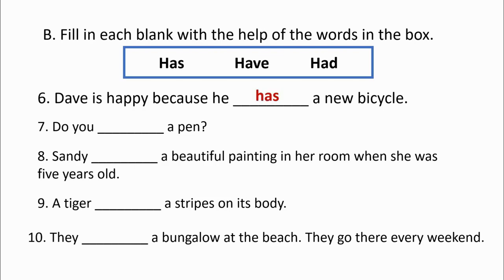The answer is has. Dave is happy because he has a new bicycle. So the answer here is has because it is in the present, and our subject is singular. Dave is happy because he has a new bicycle.